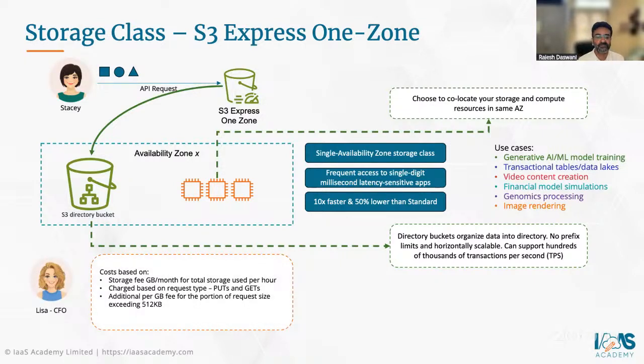The cost for this is based on the gigabit per month of storage used per hour. It's charged based on the request type, so the number of puts and gets. There's an additional gigabit fee for a portion of request side exceeding 512 kilobytes. But what I want you to remember is that the Express One Zone storage class is a directory bucket. Okay, it allows you to host directory buckets. It allows you to store the buckets in the same availability zone as your EC2 instances, and it gives you that single-digit millisecond latency access.